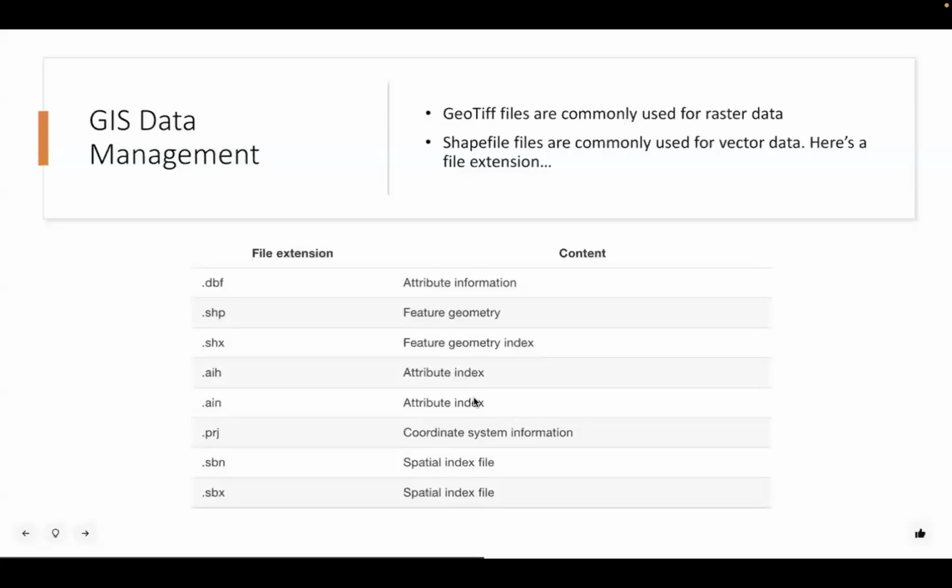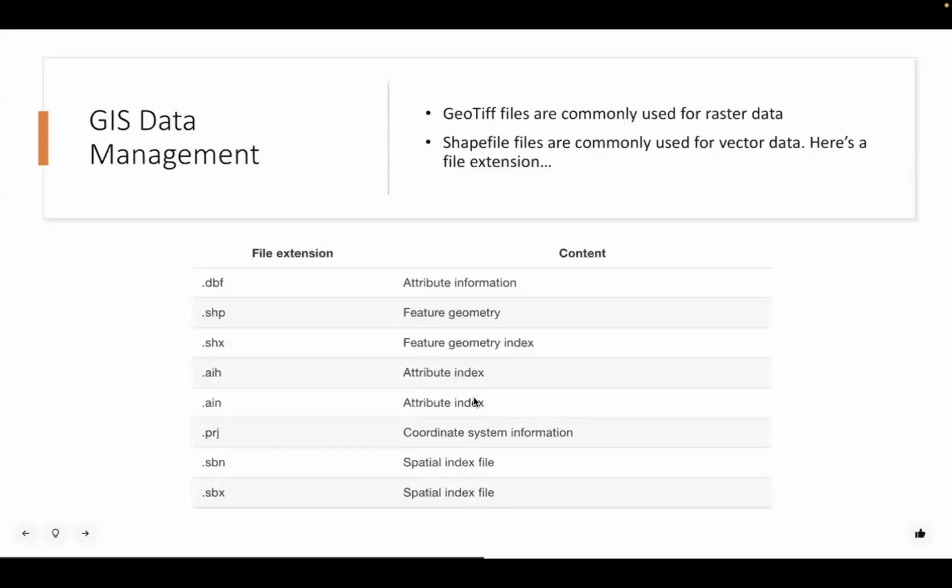And here is a file extension of a shapefile. What we see is basically a folder that contains multiple files that work together. The .shp file stores the geometry. The .dbf file contains the attribute data. So this might be, for example, the crime type.